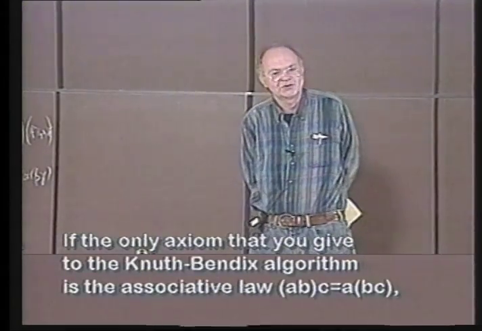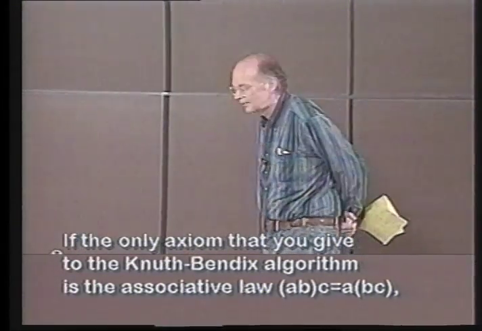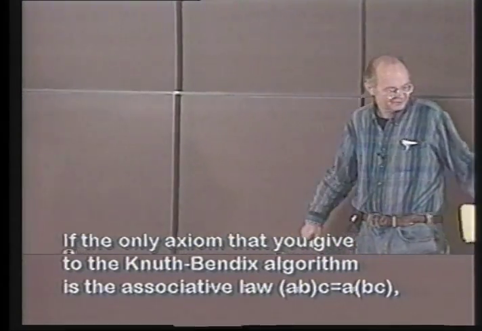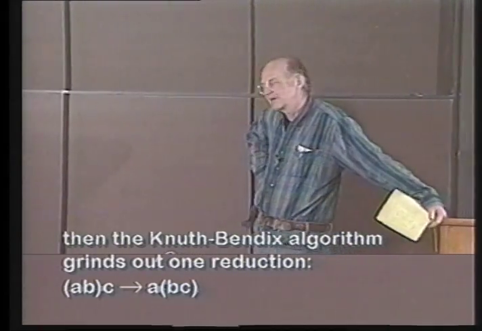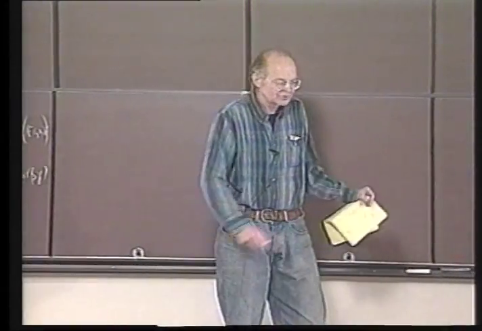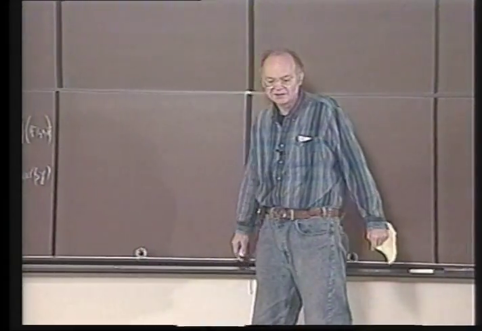Now, if the only axiom that you give to the Knuth-Bendix system is the associative law, (AB)C equals A times quantity BC, then the Knuth-Bendix algorithm grinds out one reduction, and this is the reduction it grinds out. And so it says that you can prove that two formulas are equal by the associative law if and only if they reduce to the same thing, which means that if I keep on applying this operation over and over again to some tree, eventually I get to a tree that can't be reduced anymore. And then when you have two trees in that form, they're equal if and only if they are the same.